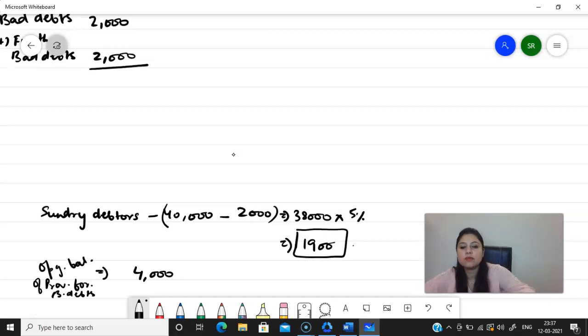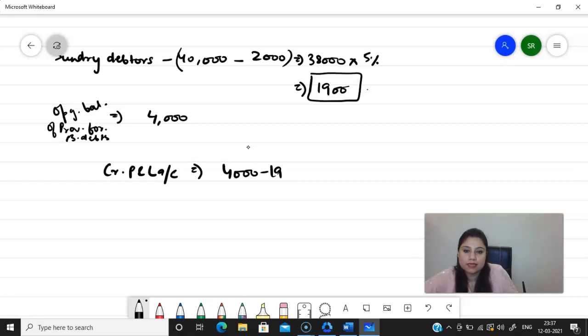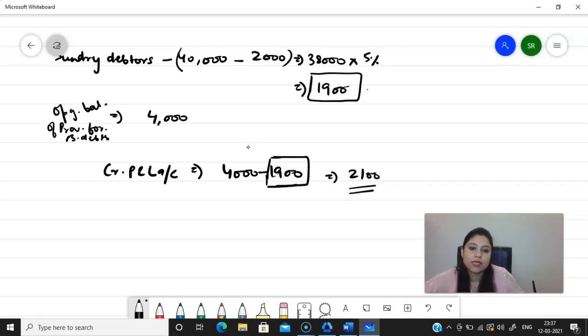So therefore we will be crediting the P&L account with the difference, which amounts to 4,000 minus 1,900, which is 2,100. So we would be crediting the profit and loss account with the amount 4,000 minus 1,900, as we need to carry this particular provision into the next accounting year. So this amounts to 2,100.